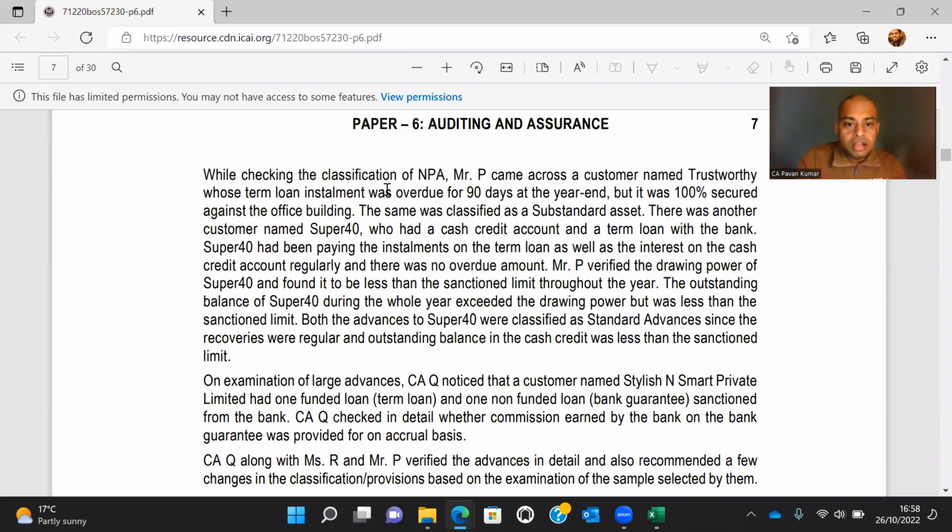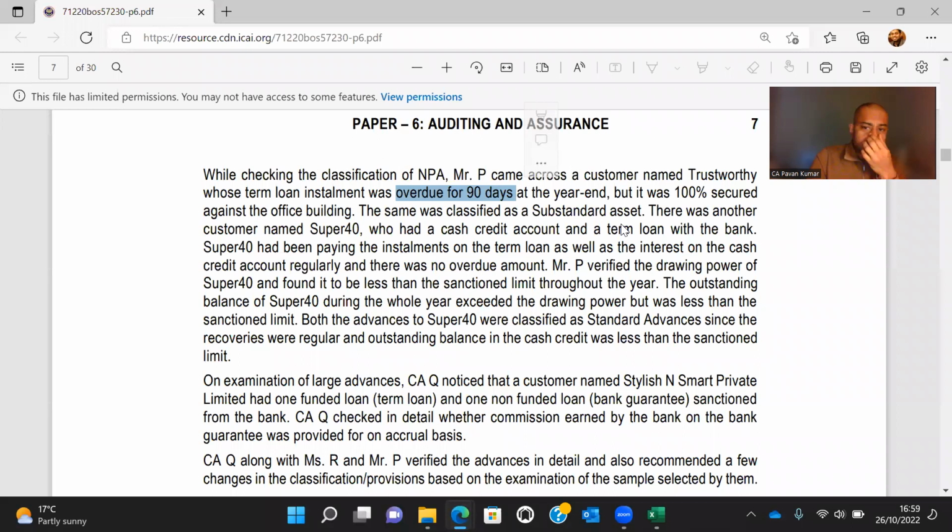But overdue for 90 days. It is not overdue for more than 90 days. On the date of balance sheet, something that is overdue for 90 days is a normal asset. For a period of more than 90 days only is NPA. Isn't it a killer point?